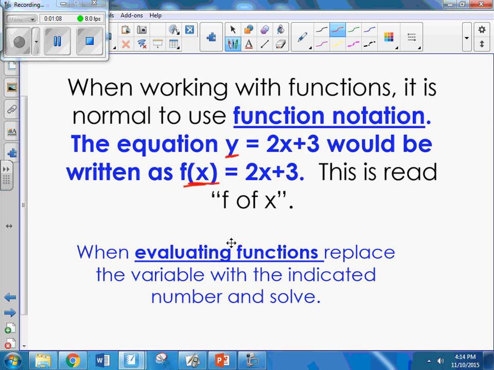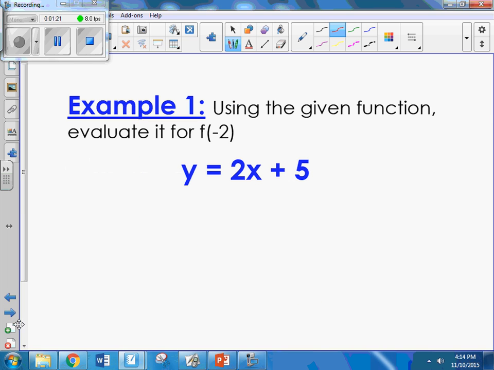So when I'm evaluating functions, what you're doing is you're given an input, you're given an x, you plug it in to this function, and you get something out that's your y value, or your f of x, because those mean the same thing.